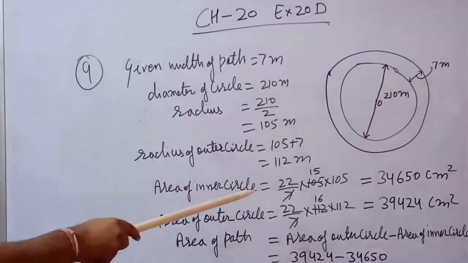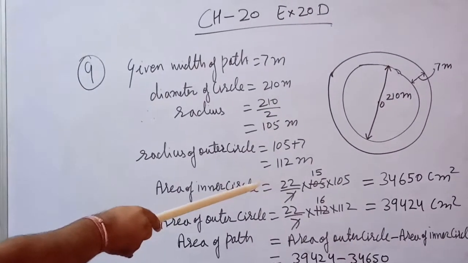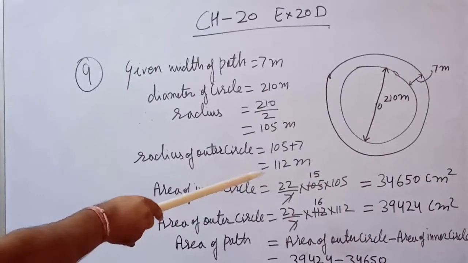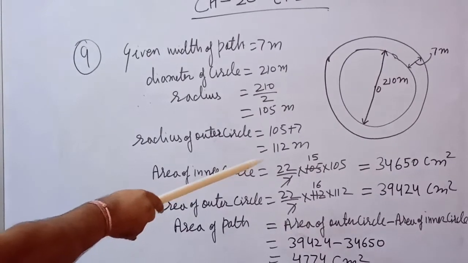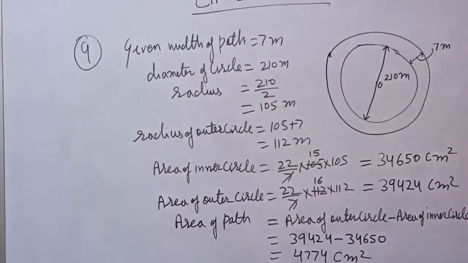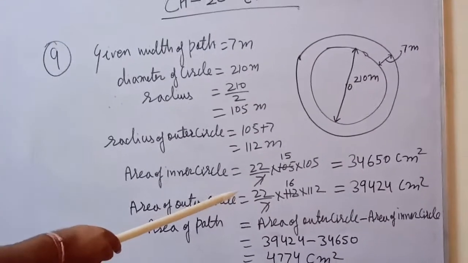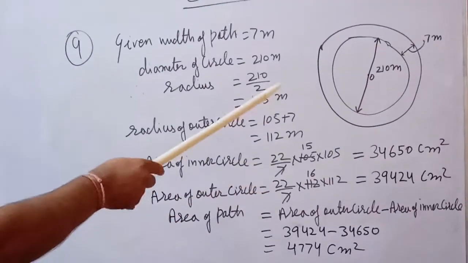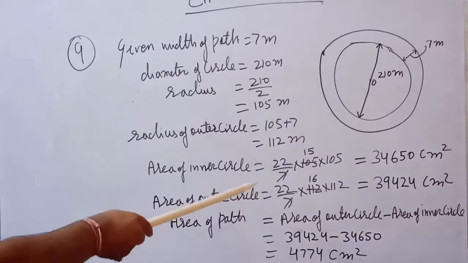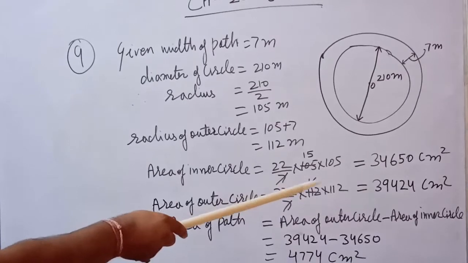Now area of the inner circle equal to 22 upon 7 into radius of the inner circle, that is 105 into 105, and we will cancel 105 by 7, that is 15 times. So product of 22 into 15 into 105, that is 34650 centimeter square. Now area of the outer circle, 22 upon 7 into 112 into 112, as 112 is the radius of the outer circle. So divide 112 by 7, we get 16. So product of 22 into 16 into 112, that is 39424 centimeter square.